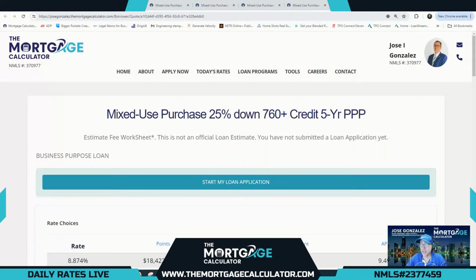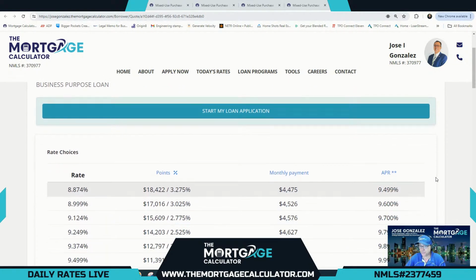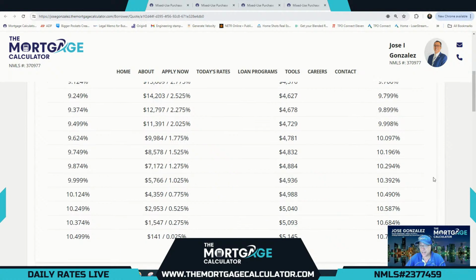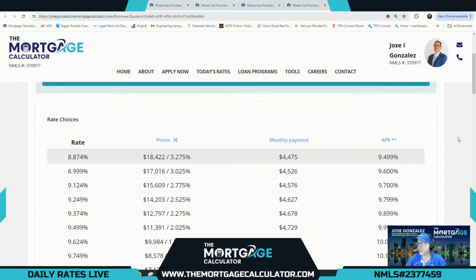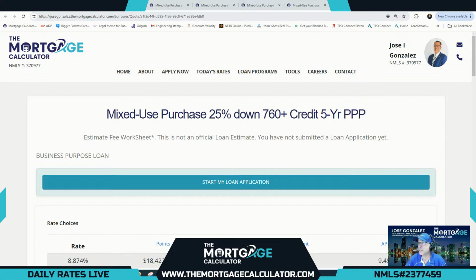So let's go ahead and share our options here. The first one, best case scenario, top tier credit, 760 or above. All of these loans have a 5-year prepay. And you are looking at 10.499, almost at par, and you can buy that down all the way to 8.874. So look at all those different rate options and choices that we have for the borrower. So this is best case scenario, 760.